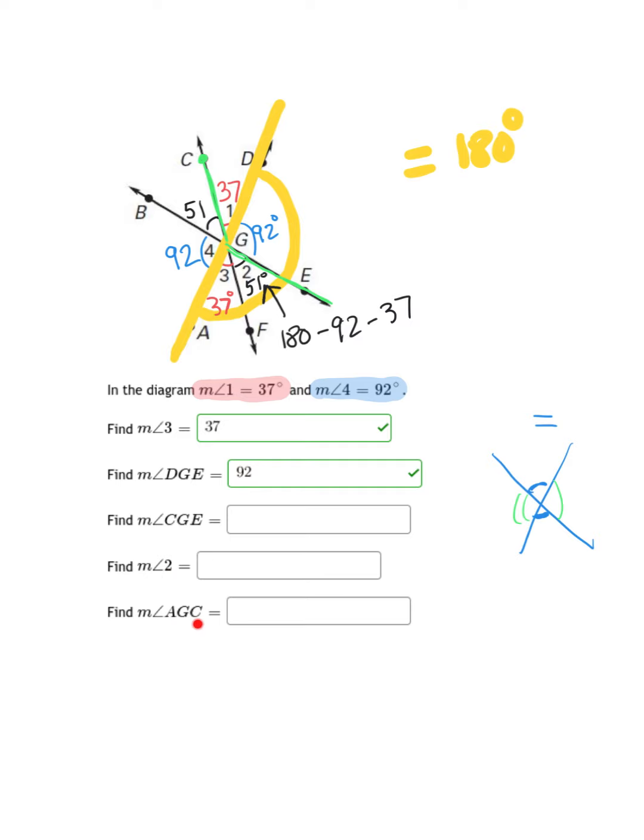And AGC, I'm going to trace that in, let's see, what's left? I'll trace it in red, AGC. So we start with A, we go to the middle G, and then we go out to C. So to get that angle, I would just add 51 to 92.